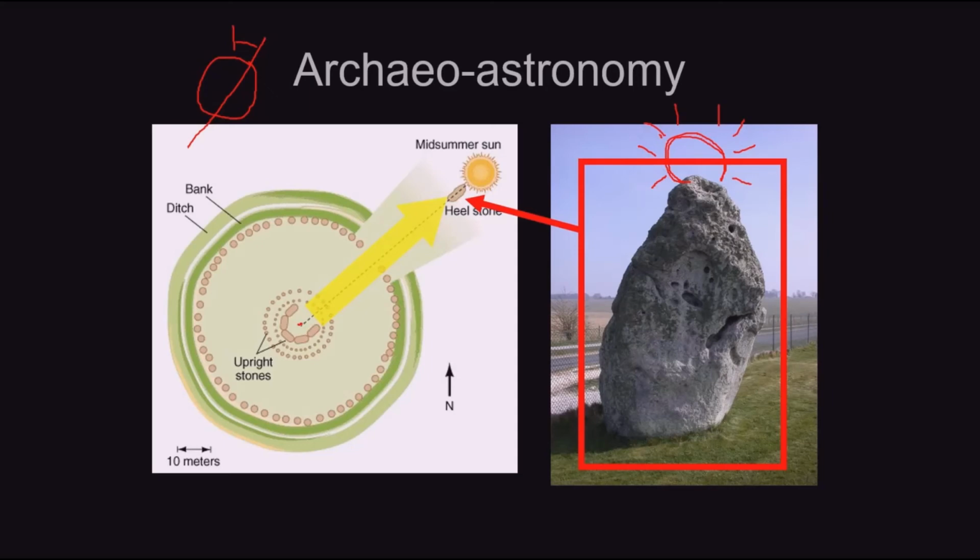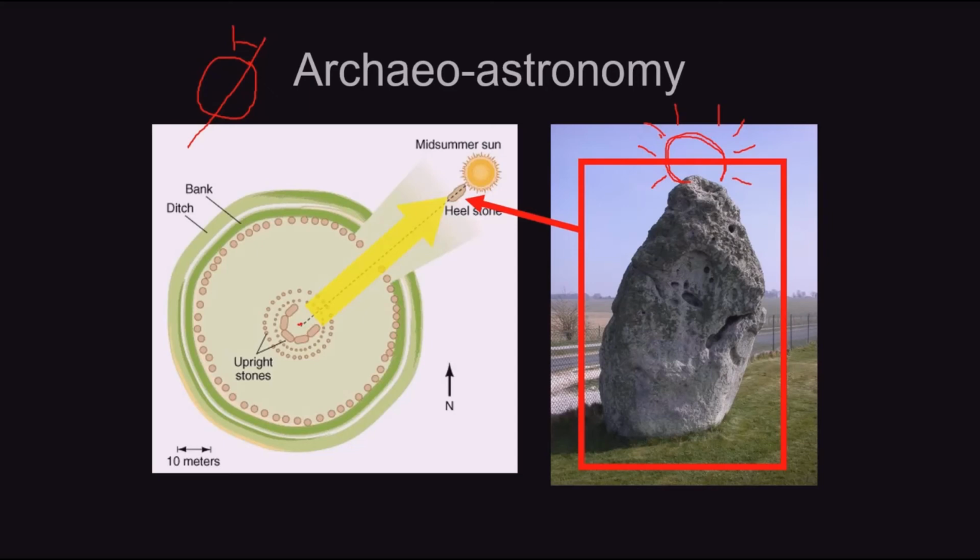You have the spring equinox, which happens in March. You have the fall equinox, which happens in September. Then you have the winter solstice, which is the longest night of the year and the shortest day. And then you have the summer solstice, which is the longest day and the shortest night. And it's clear that all of these days were important religious holidays to people at the time.